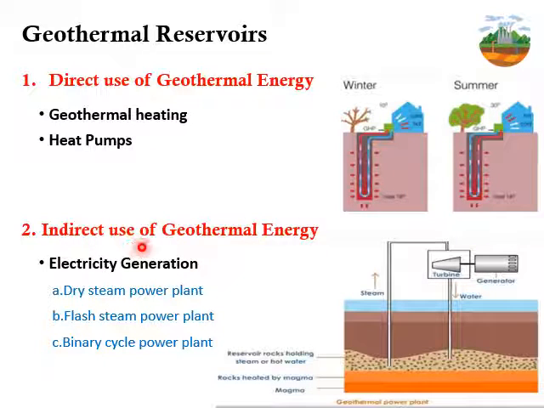For the indirect type of use, you can see that steam or water is sent into the earth crust. Here there is a mechanism for the transfer of heat. Because of that heat, the water turns into steam, and steam rises because of gravity effects. Because water is more dense, it will go down, and steam is lighter, so it will come up. So a natural siphon is there. Then steam is sent to the turbine, and the turbine rotates and generates electricity.